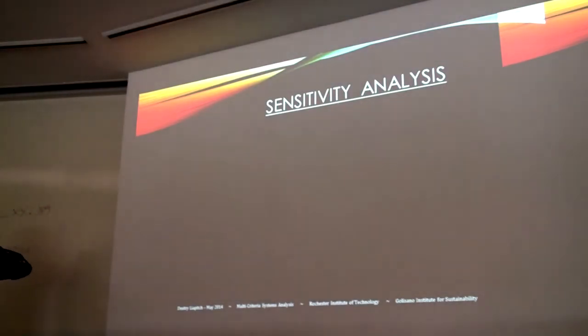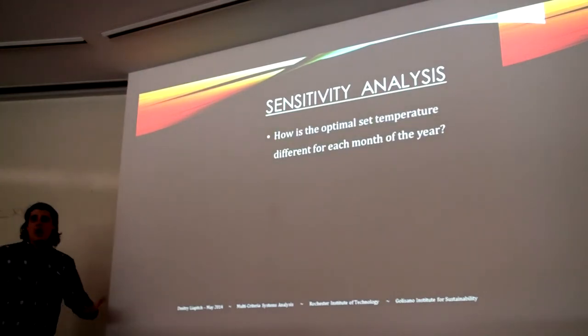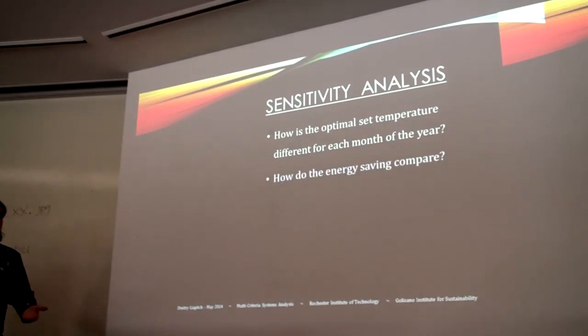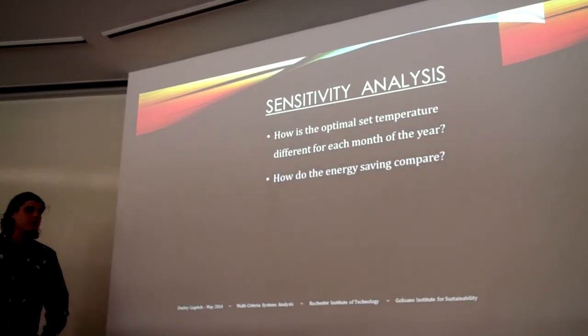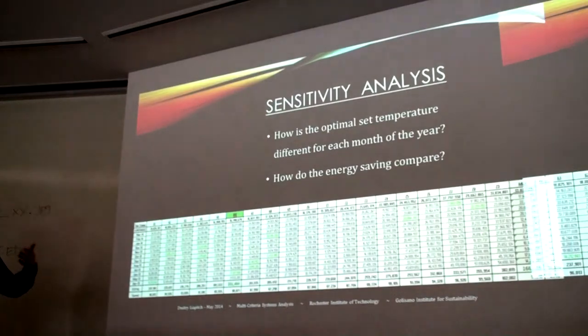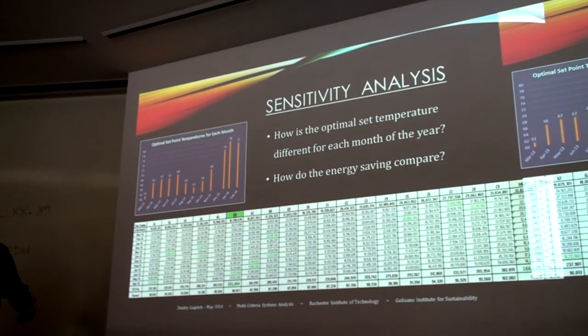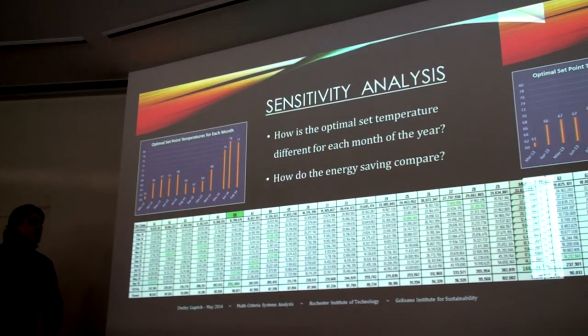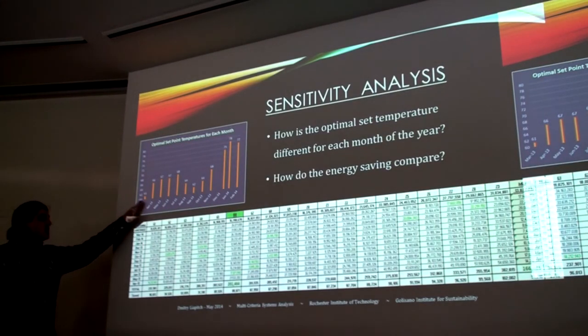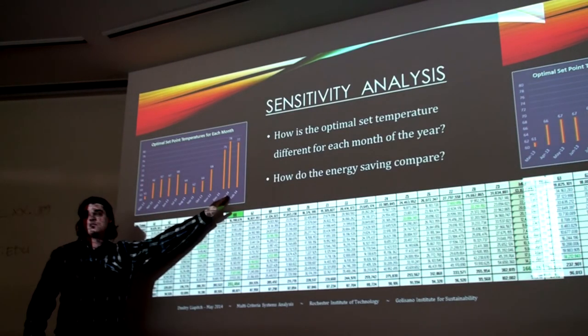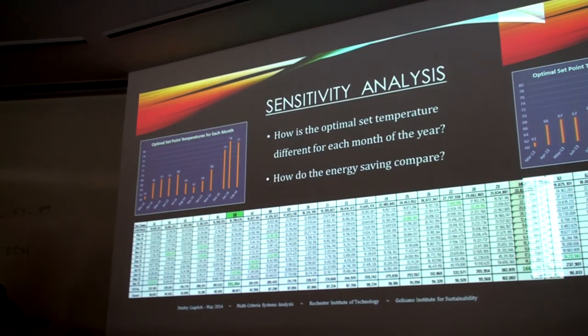A sensitivity analysis that I conducted was trying to see how the optimal temperature is different for each month as compared to the entire year, and how the energy savings compare between those months. Yes, beautiful spreadsheet data. It turns out that each month is significantly different from another. In March, we want to set it at 61 degrees Fahrenheit, whereas in January, we want to set it at 78 degrees. It seems weird to be hot at 78 degrees, but under these parameters, that is the optimal set point.